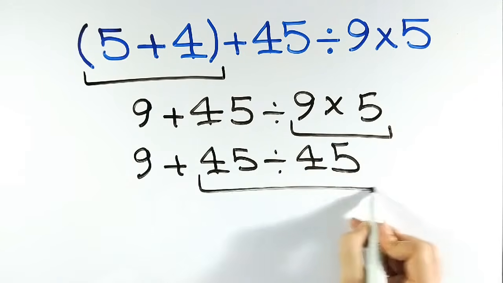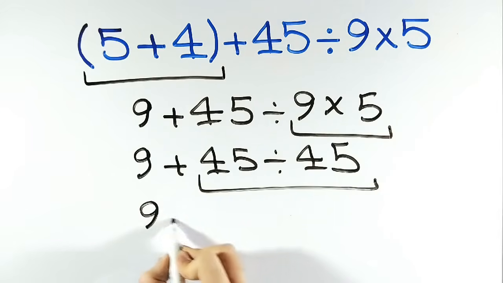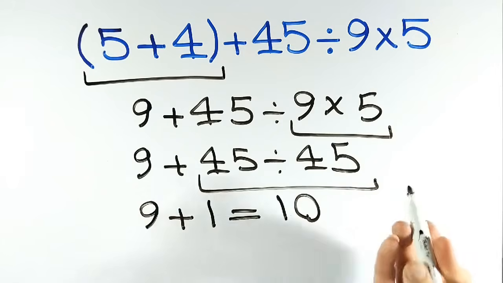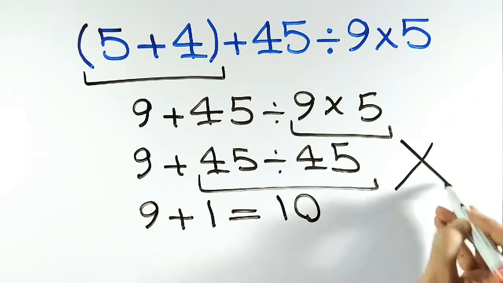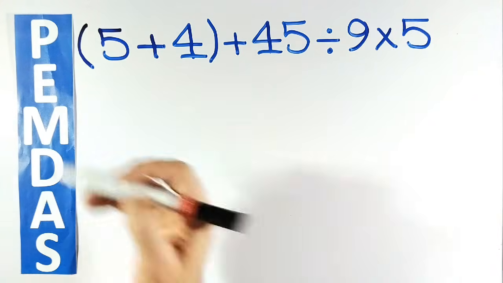Then they go for the division between 45 and 45 and write this equation as 9 plus 1, which finally gives them the answer 10. But this answer is completely wrong. To solve this question, we must follow a rule that is called PEMDAS.